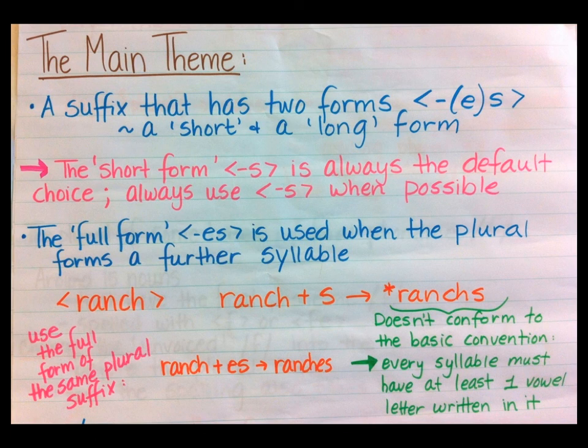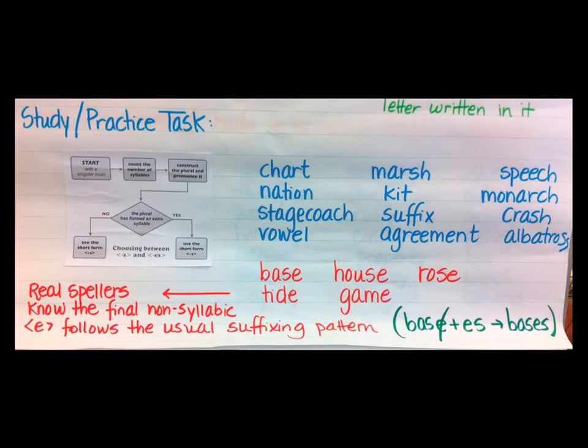So for example, the word ranch is one syllable, but when we say ranches and make it plural, there are 2 syllables there. So it doesn't conform to the basic convention that every syllable must have at least one vowel letter. We add the es to ensure that it does. There are some practice tasks within this theme that you can use, and also some words that you can have students practice with, determining whether they use the s or es suffix. But of course, real spellers already know that when you add a final non-syllabic e, it follows the usual suffixing pattern. So that is one of the things that you should feel comfortable that your students already know.